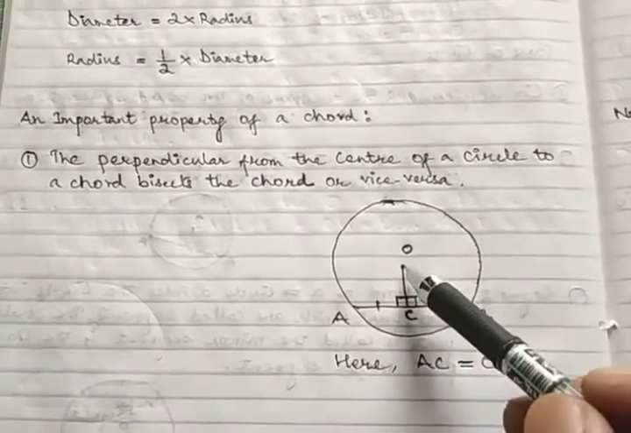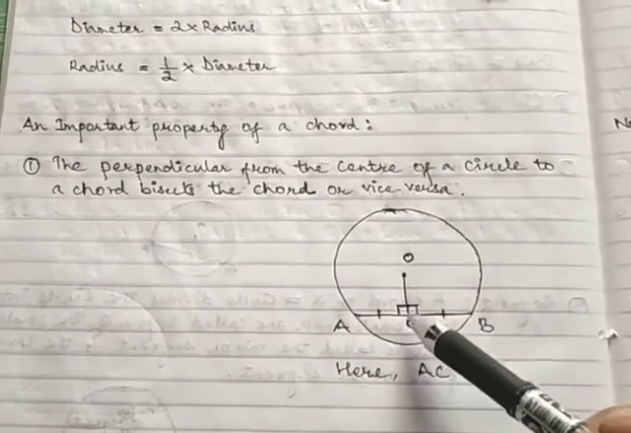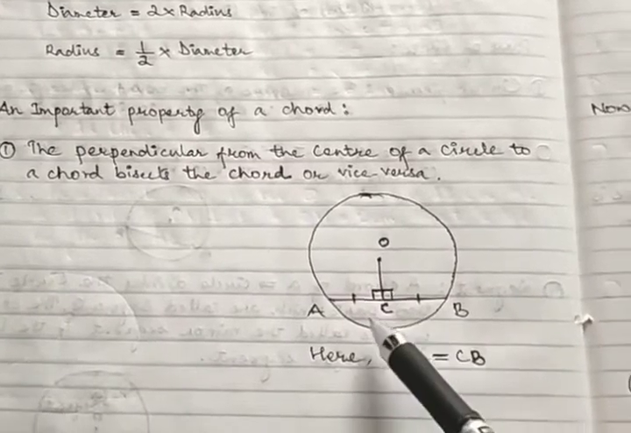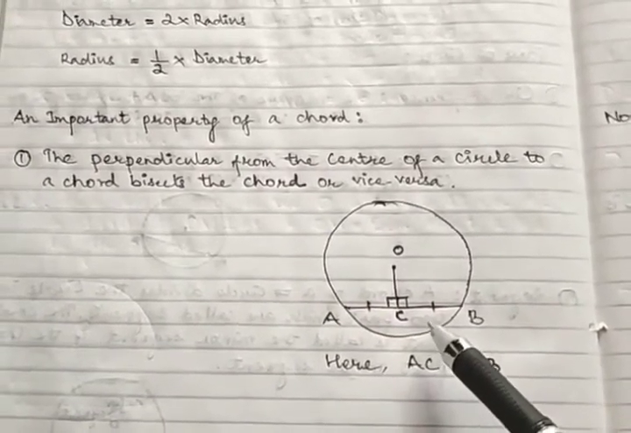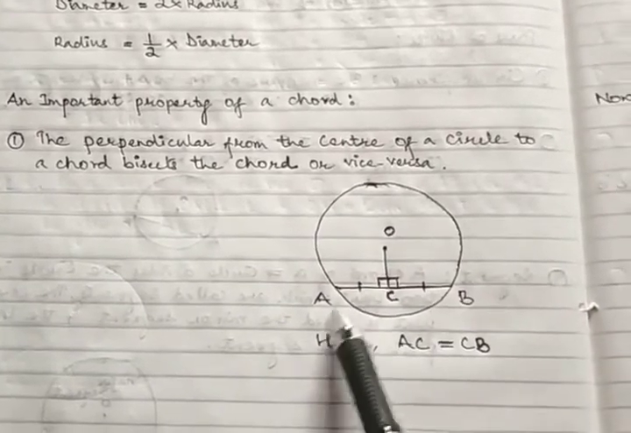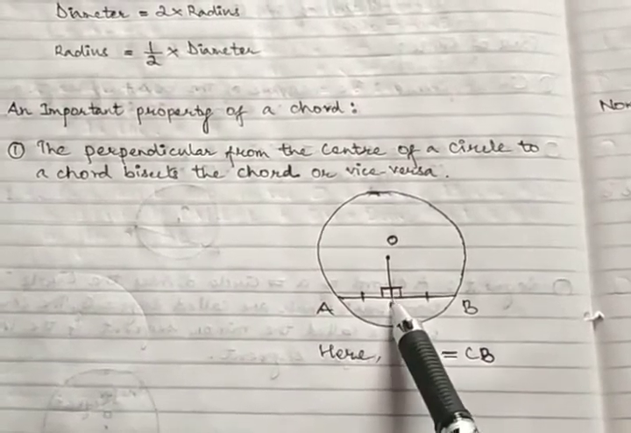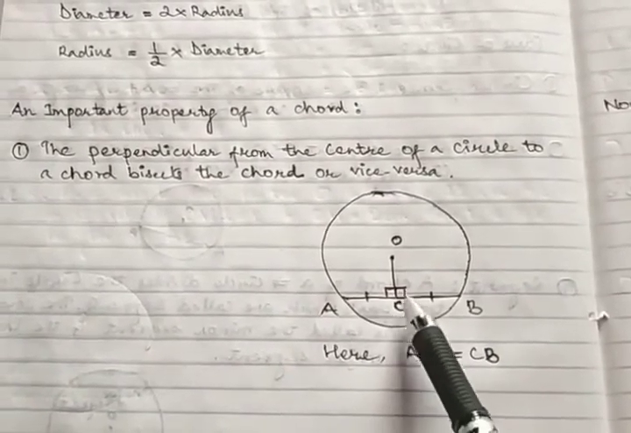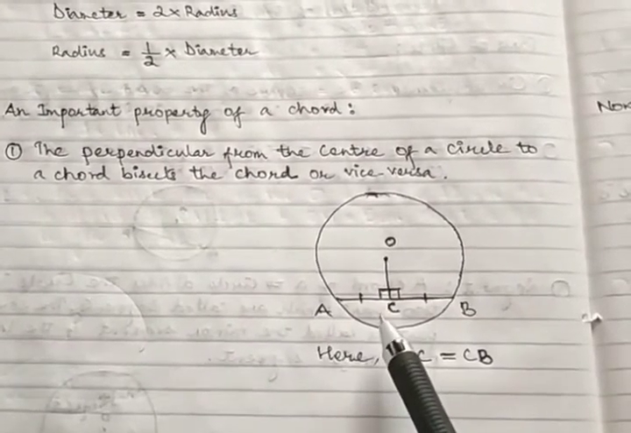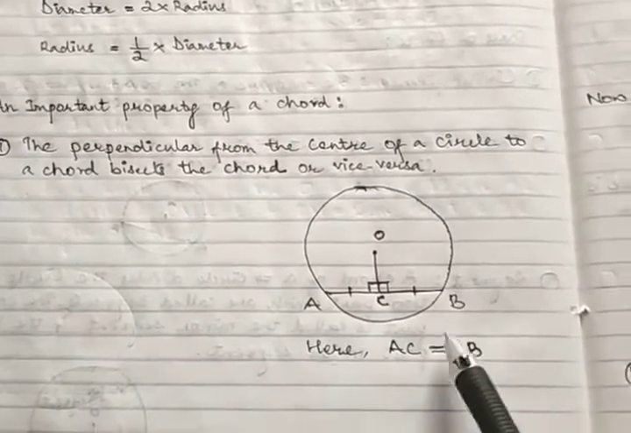Suppose we have a chord and a line from the center to the chord, and that line is perpendicular to the chord. Then the chord is bisected, that is, equally divided into two halves. The point of perpendicular is C, as you can see here, where it has formed the perpendicular. At that time the chord is bisected into two equal halves. So AC will be equal to CB.